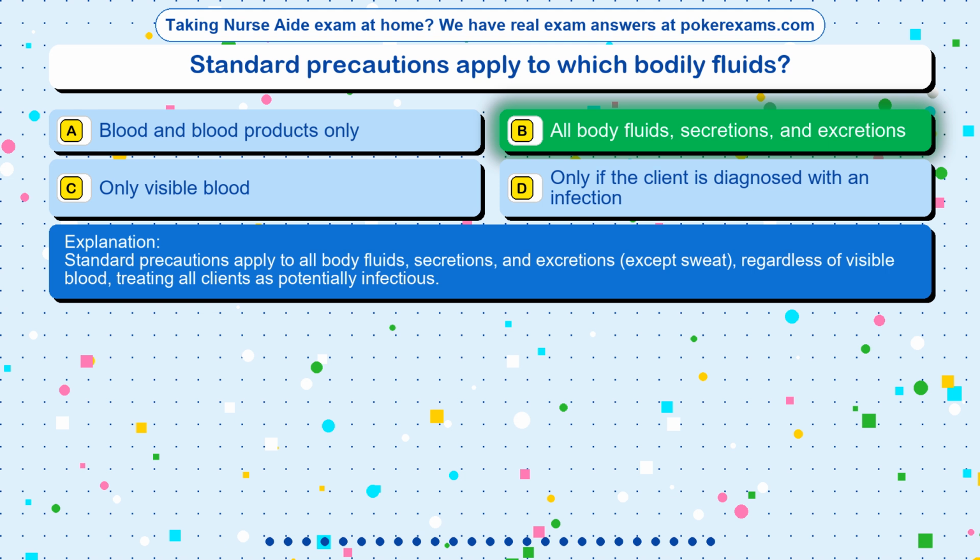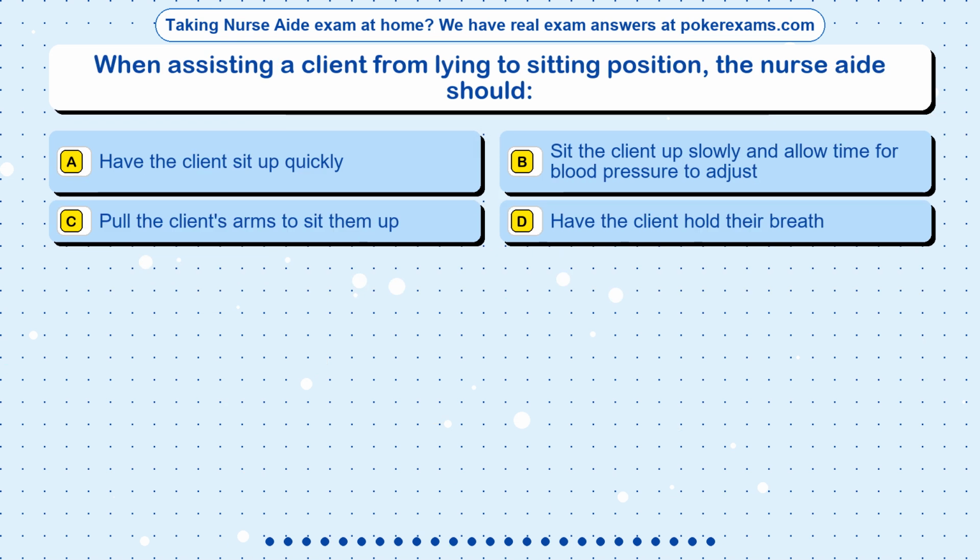Question 4. When assisting a client from lying to sitting position, the nurse aide should: Option A. Have the client sit up quickly. Option B. Sit the client up slowly and allow time for blood pressure to adjust. Option C. Pull the client's arms to sit them up. Option D. Have the client hold their breath.